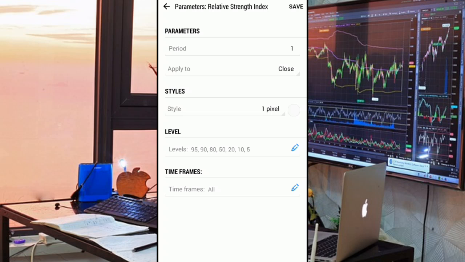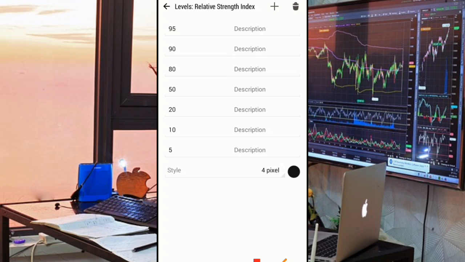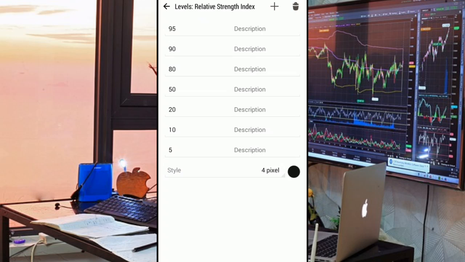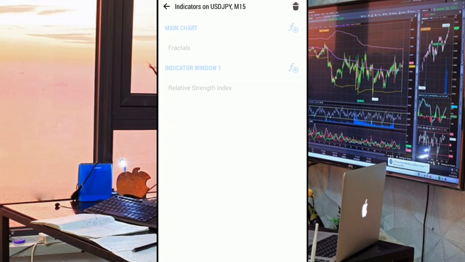For that one, you're going to enter period 1, apply to close. And as for the levels, make sure you click this pencil over there. When you click this pencil, you are going to come up here to this plus sign so that you can add all these numbers that you see this side. We are going to add 95, 90, 80, 50, 20, 10 and 5, then make it 4 pixel and make it white. Then the next thing is we are going to click save.